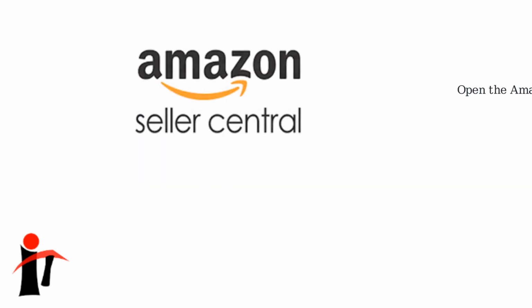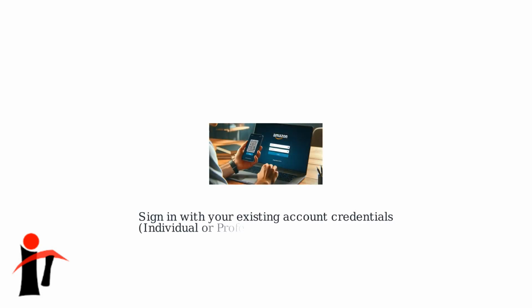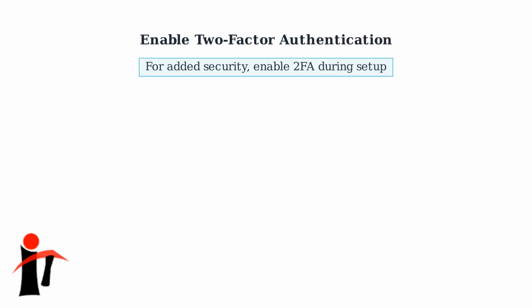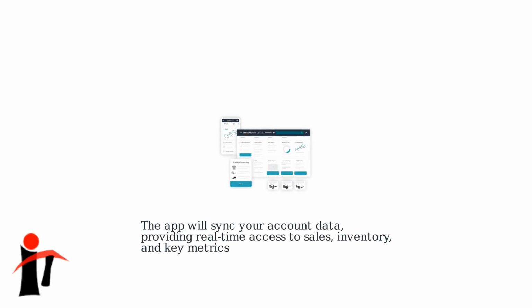Once installed, open the Amazon Seller Central app. You'll need to sign in using your existing Amazon Seller Central account credentials, either individual or professional. Enable two-factor authentication for added security. The app will then sync your account data, providing you with real-time access to your sales, inventory, and other key metrics. The Amazon Seller Central app mirrors the web-based Seller Central platform, providing mobile access to essential seller tools.